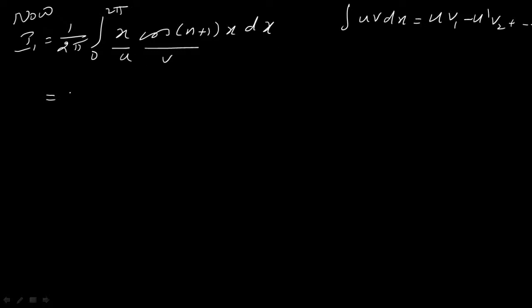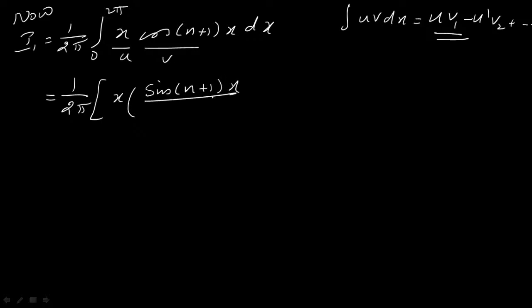So that is equal to 1 by 2 pi of u, that is nothing but, first one is uv1, right? u is nothing but x, v1 is nothing but, while you integrate cos (n+1)x, you get sin (n+1)x divided by n plus 1, right? Now this is your u and this is your v1.